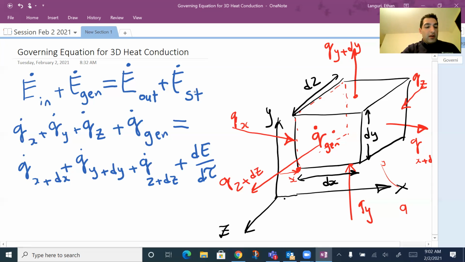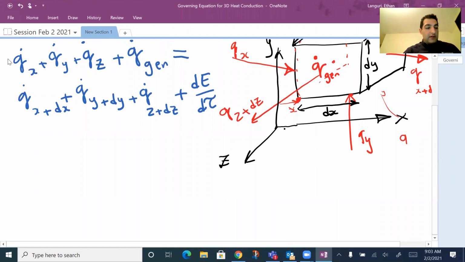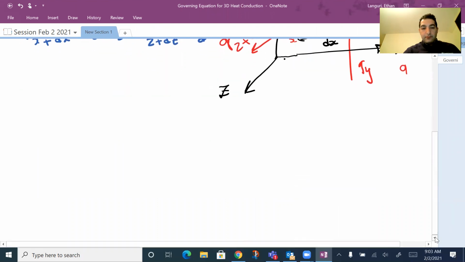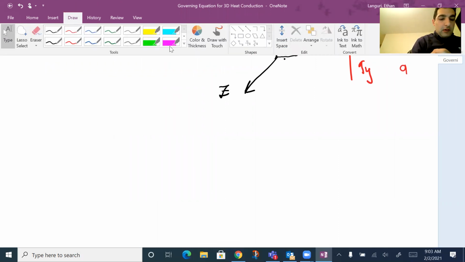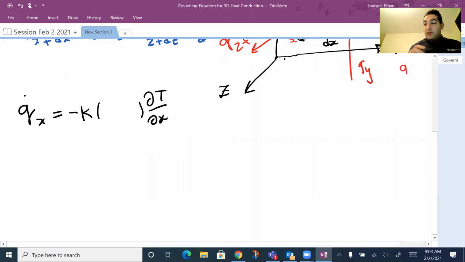Now let's go ahead and break down each equation. So let me show this like this, and try to simplify this governing equation. First, I'm going to show the Q dot x. For Q dot x, I can simply use Fourier's law, which is minus k times area times variation of temperature along the x, dT over dx.